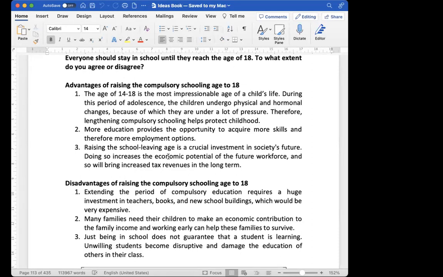Doing so increases the economic potential of the future workforce and so will bring increased tax revenues in the long term. Have you understood these points or should I expand on them? Tell me. Which point would you like me to expand further?